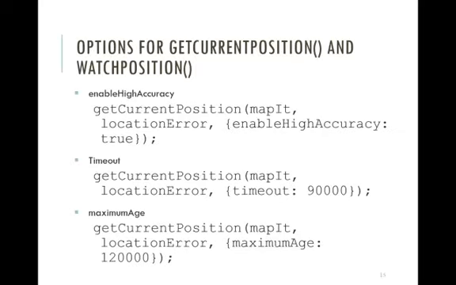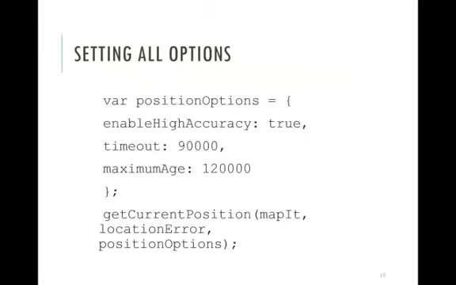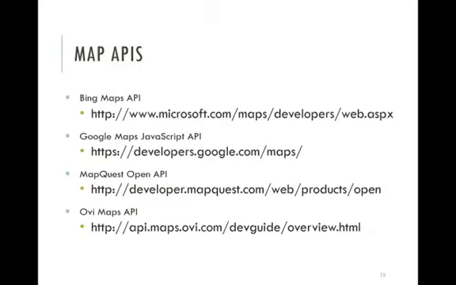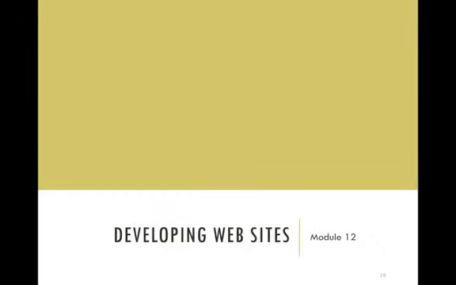If you want to put in some options for getCurrentPosition and watchPosition, you can enable high accuracy, have it time out, or put in a maximum age. If you want to set all these options, you use this following code. Browsers will require user permission to track their location. Here's some of the popular APIs for maps. And lastly, we can get into wrapping it all up with developing your website.